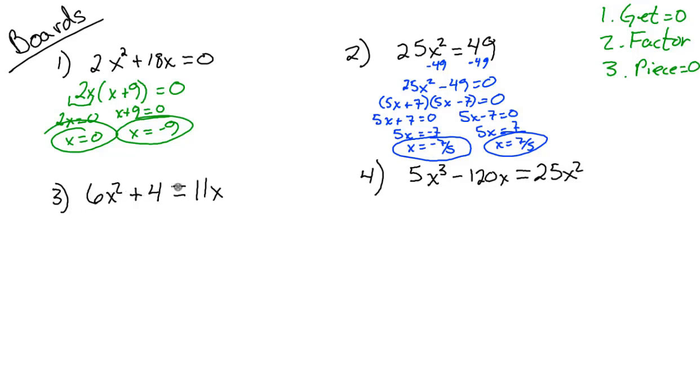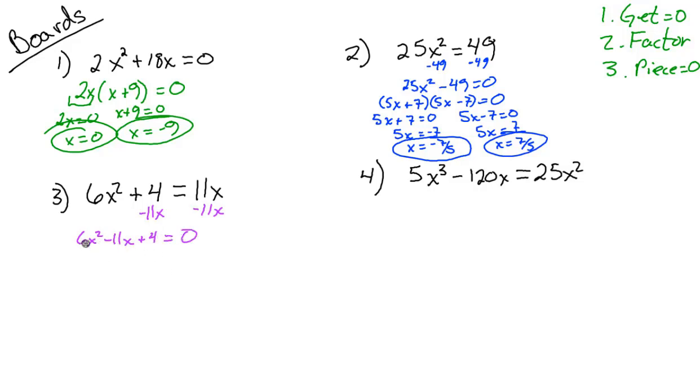6x squared plus 4 equals 11x. Can you imagine this is a word problem? 6 times a number squared plus 4 equals 11 times the original number. It's impossible. But look at it with math. I love it. So 6x squared plus 4 equals 11x. Getting it equal to 0, let's subtract 11x from both sides. And the easiest will be to write these terms in descending order so they look like everything we've been factoring. Equals 0.